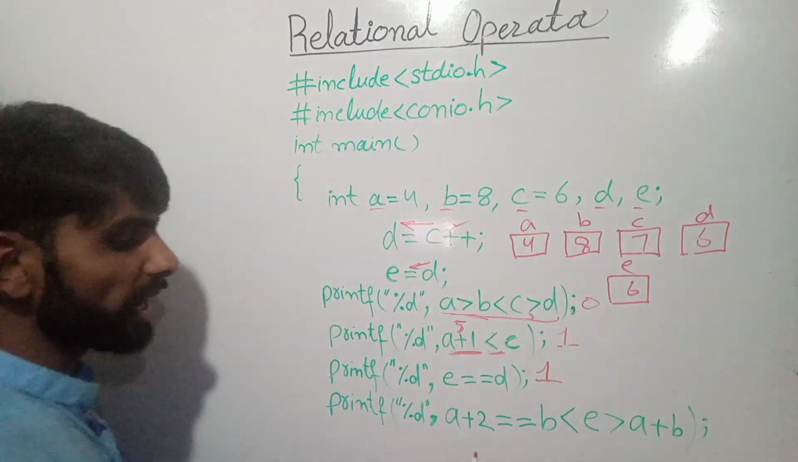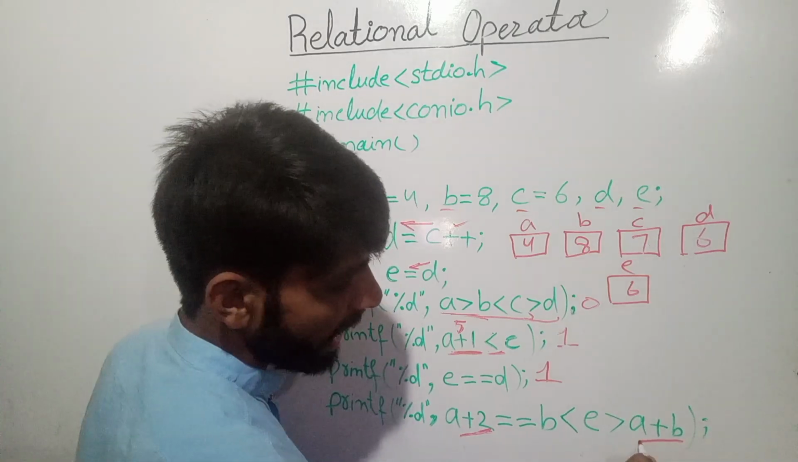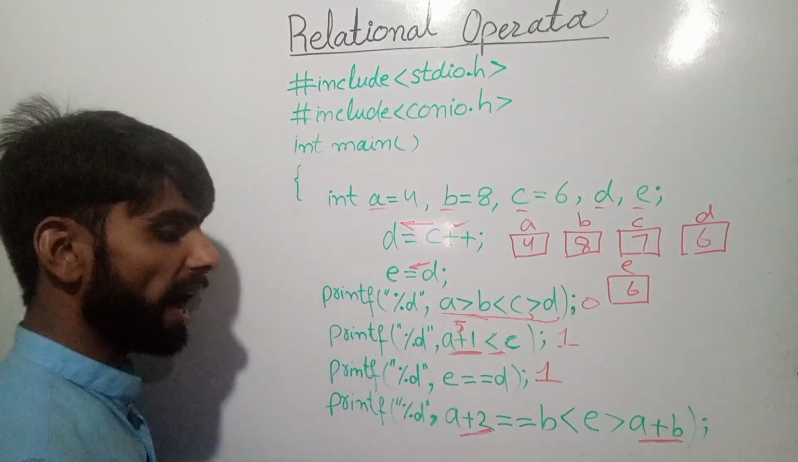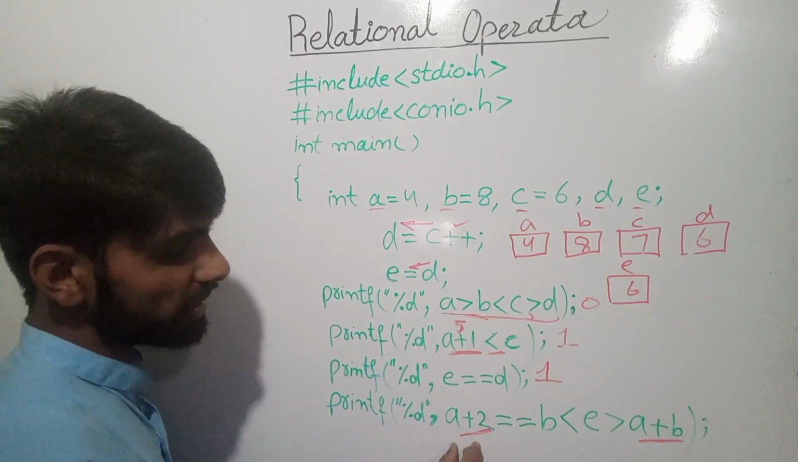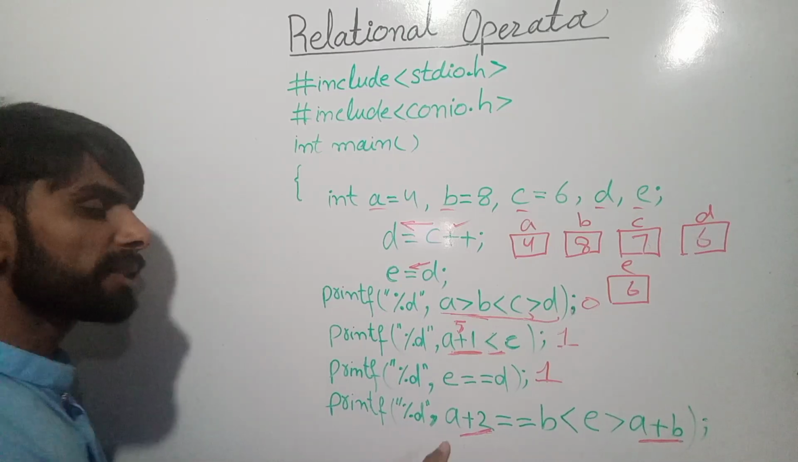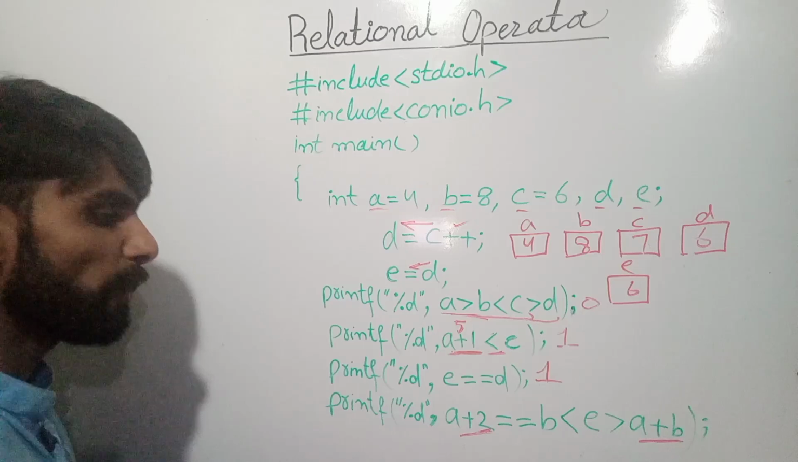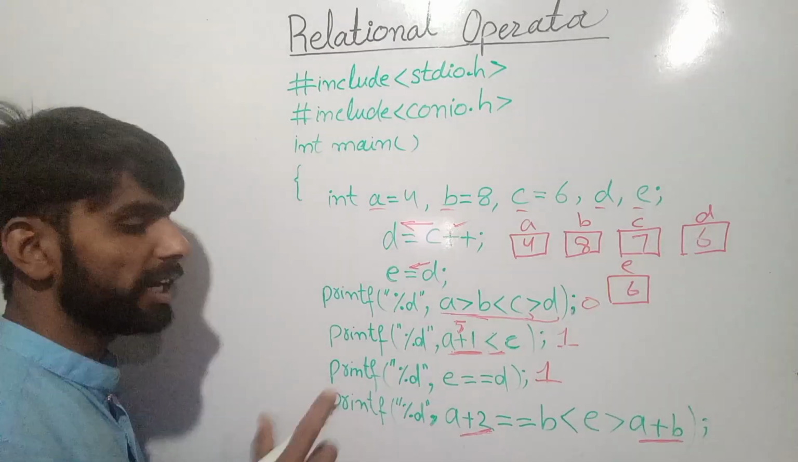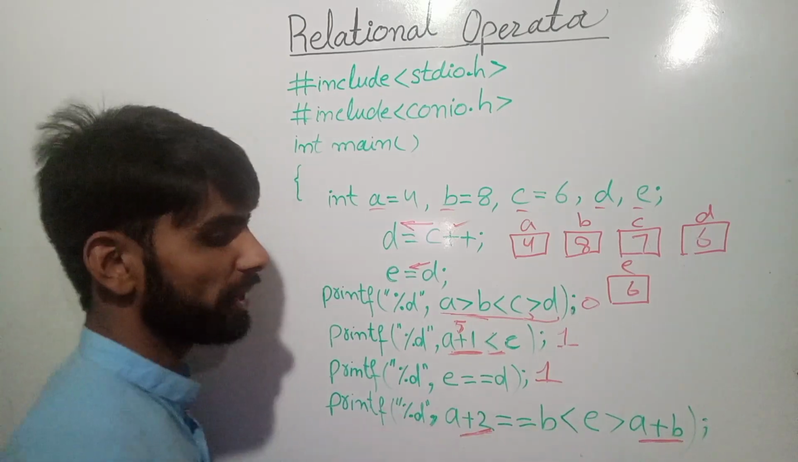In the fourth statement I have used the arithmetic operator twice, right? First one is this statement and the second one is this statement. Because the arithmetic operator has higher priority, higher precedence, we will evaluate the arithmetic operators first and then we will perform the relational operators.